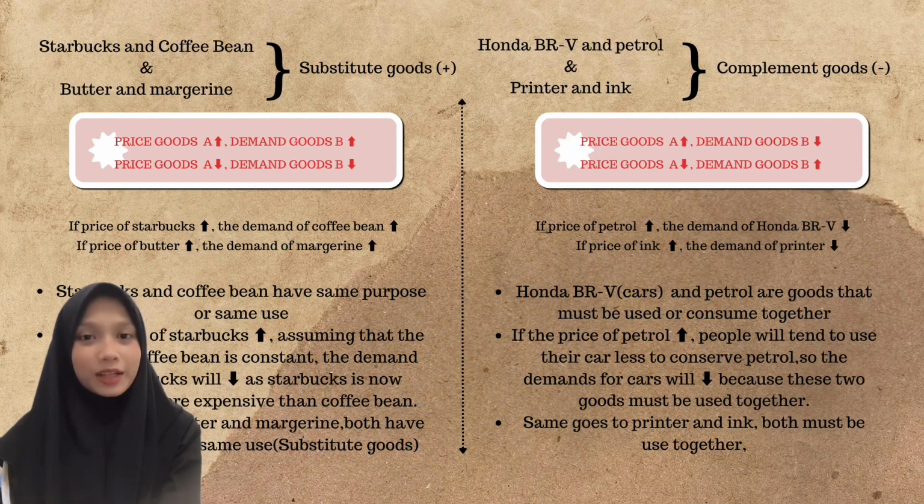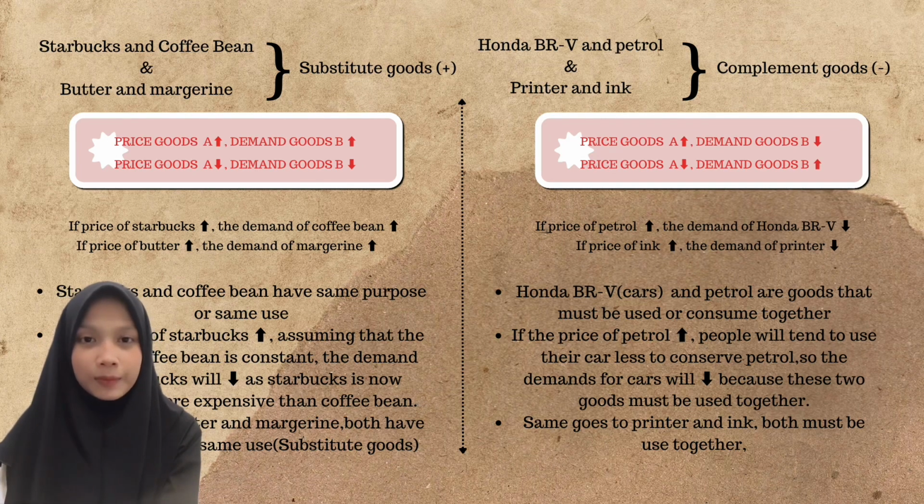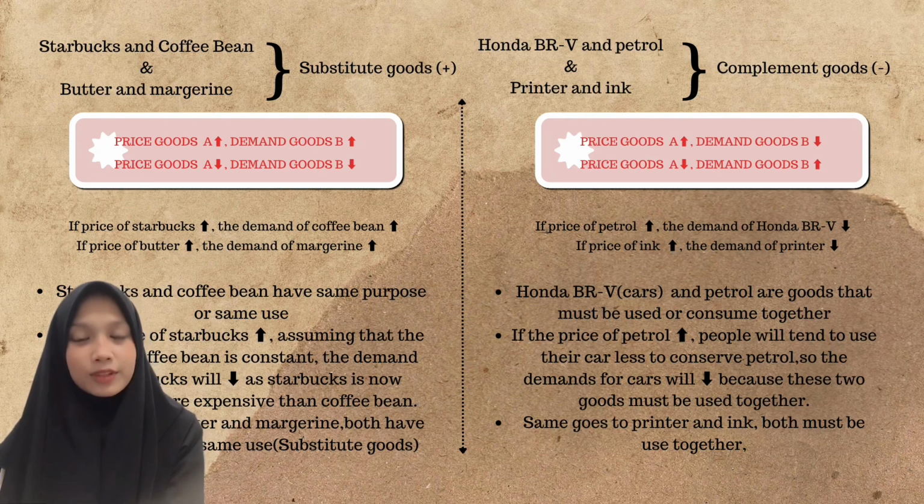Next, Honda BRV and petrol, also printer and ink. They are both complement goods, which are negatively related. So the law of complement goods is if the price of goods A increases, the demand of goods B will decrease, and also if the price of goods A decreases, the demand of goods B will increase.